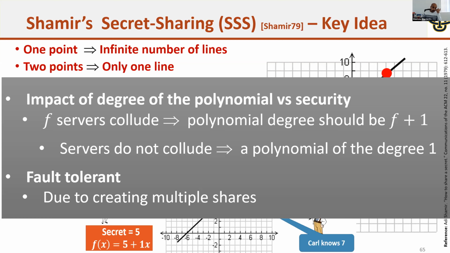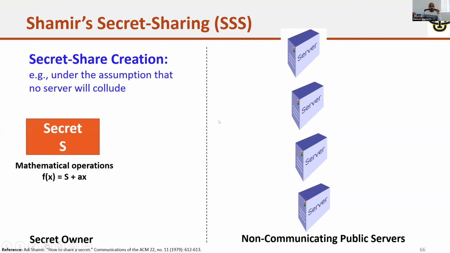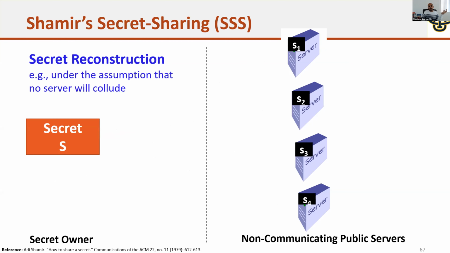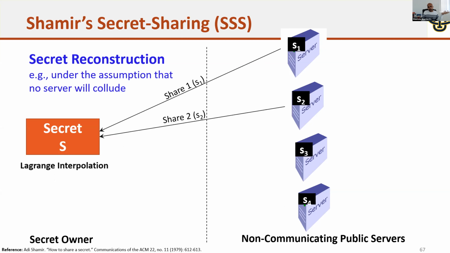Okay, so these are the two factors that are related to secret sharing. Now, how can I use this secret sharing technique to create the shares of my secret? I can use any number of servers, create shares of my secret using a polynomial, and send them to several servers. Here I send my shares to 4 servers using a polynomial of degree 1, and the secret can be reconstructed using Lagrange interpolation.